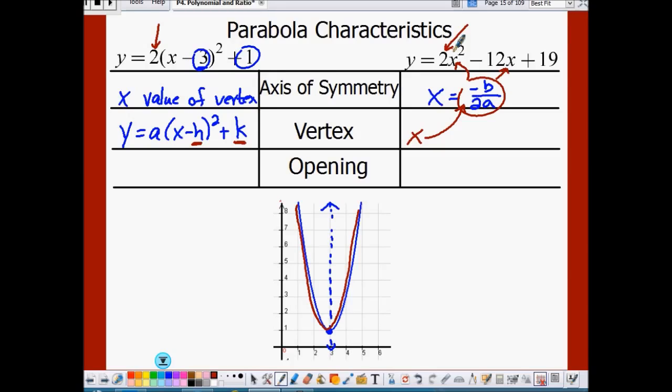If your A is positive, it's going to cup upwards. If your A is negative, because we know that's a transformation, it would flip it down. If your A is negative, it would cup downwards, and that's going to be the exact same thing for standard form.